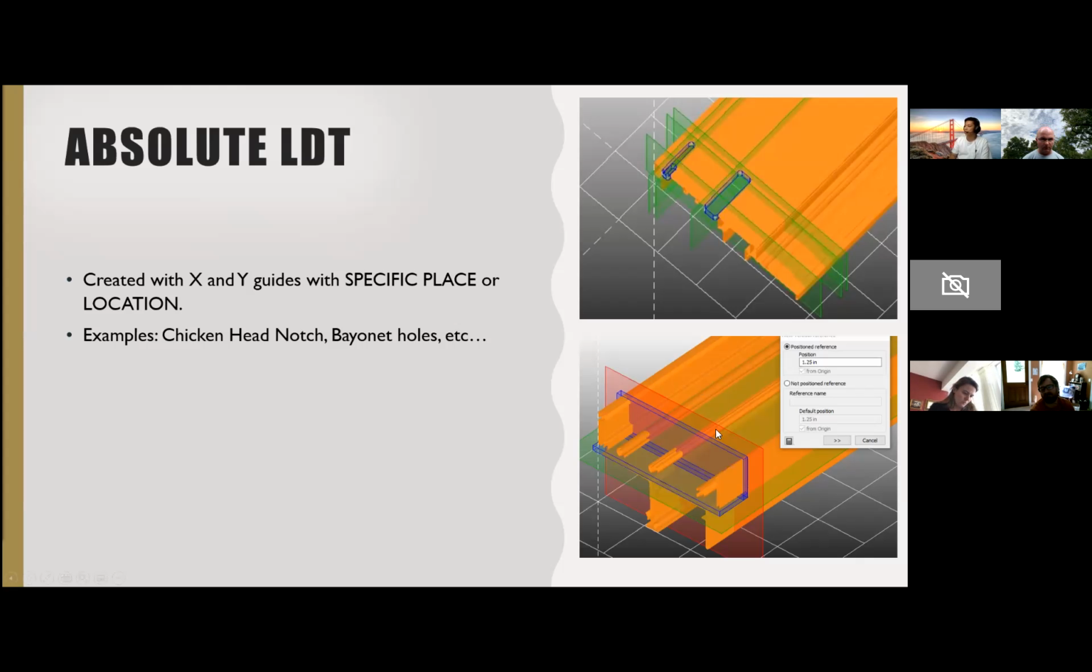We just use the guide to help us locate the machining. And you can see there's no question mark over here on this Y guide and X guide. So that's how we identify relative or absolute LDT.